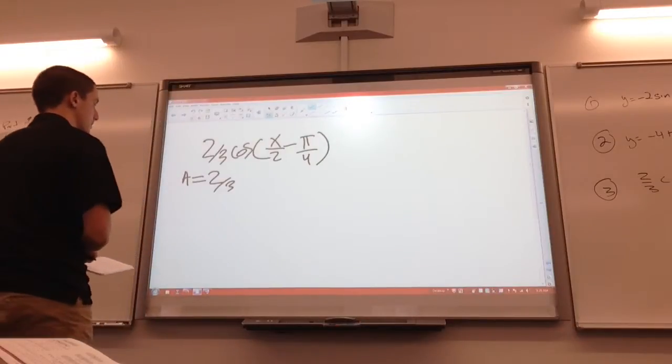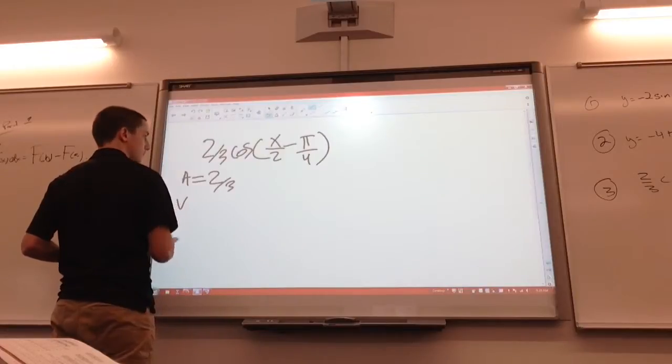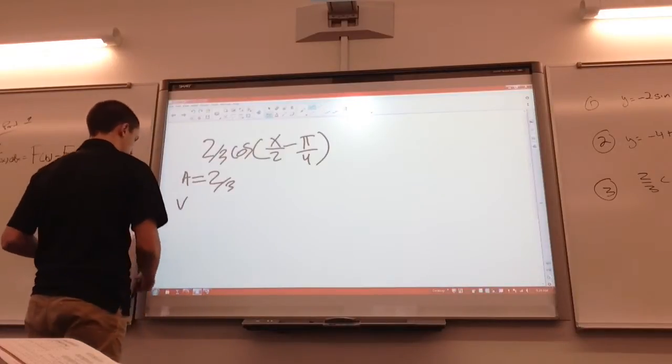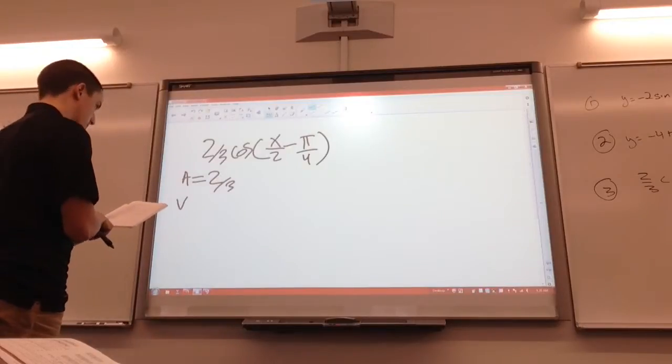Vertical shift. There's no vertical shift, so it starts on the x-axis.